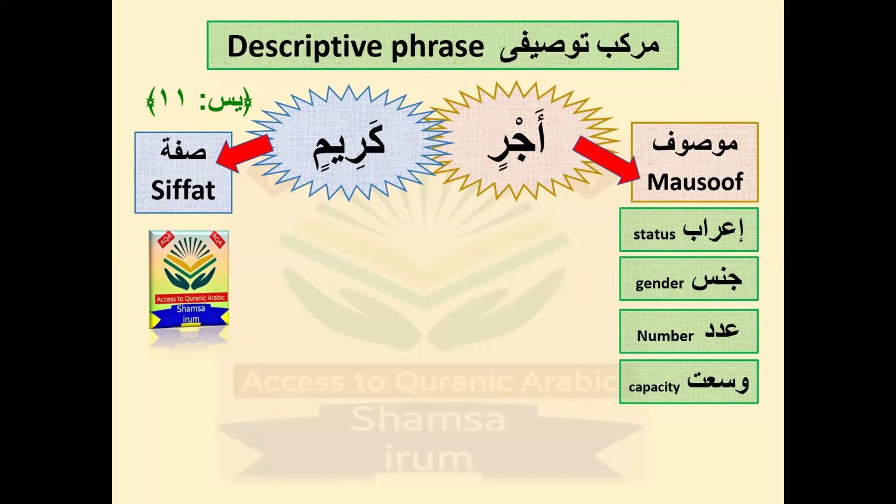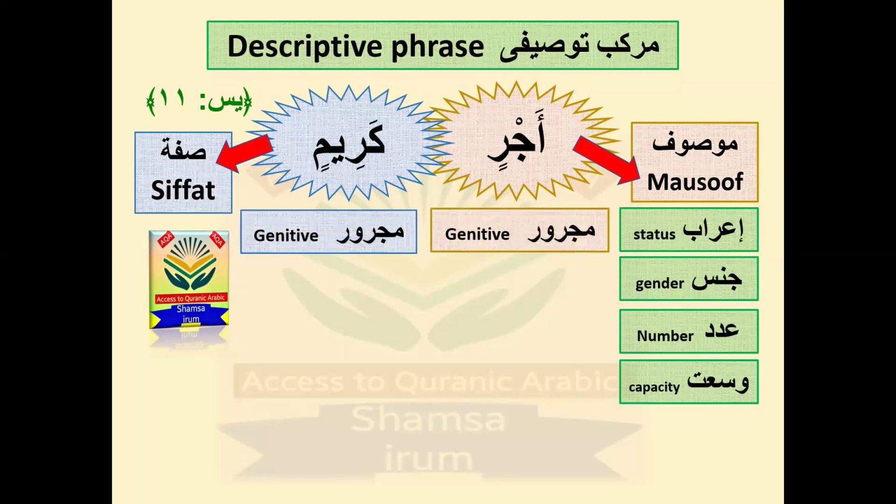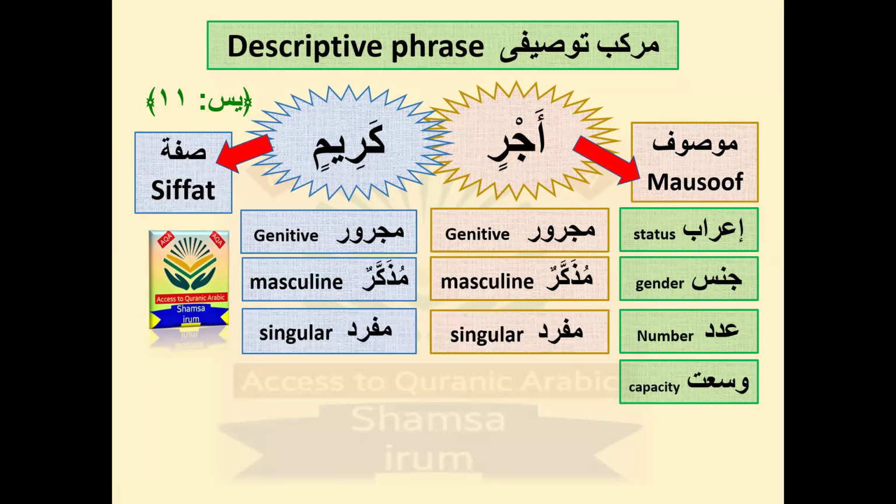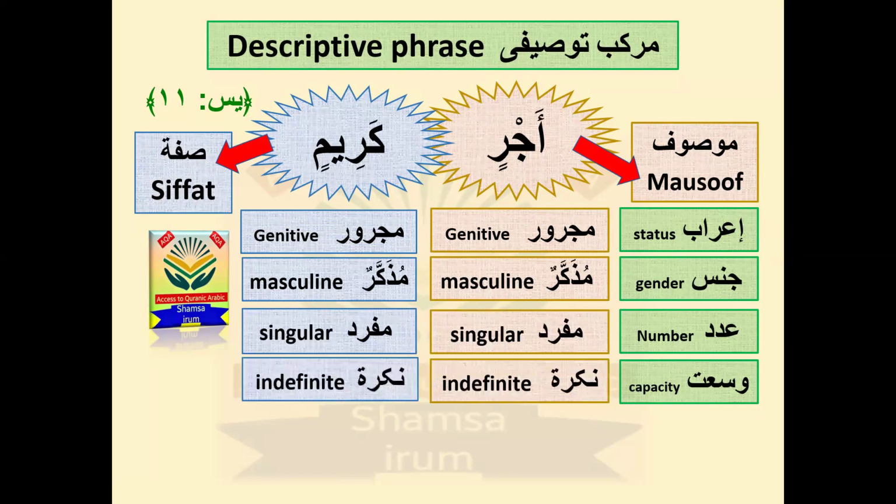You can pause the video and do it with me, okay? Do the i'rab. They both are majroor. Look, the ending for both has kasra. They both are kasratain. So they both are ending with kasra, so they are majroor. They both are mudhakkar, masculine. They both are mufrad, singular, and they both are nakira, indefinite.